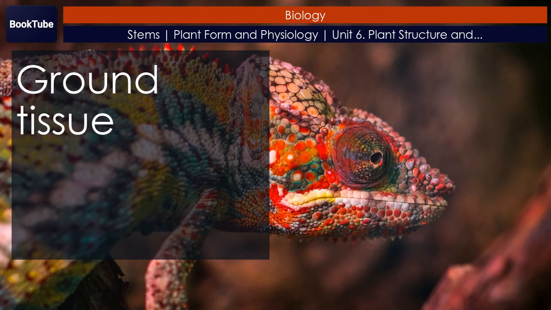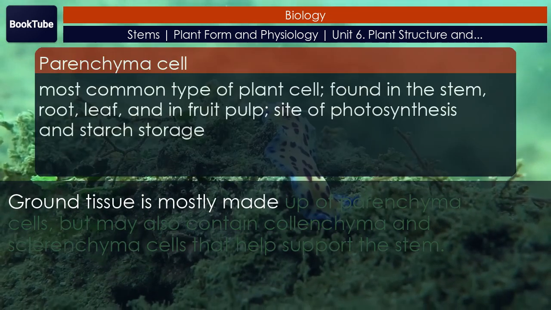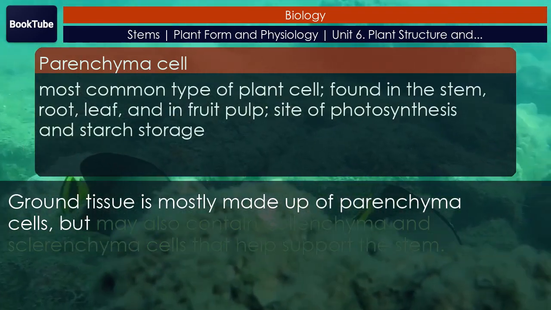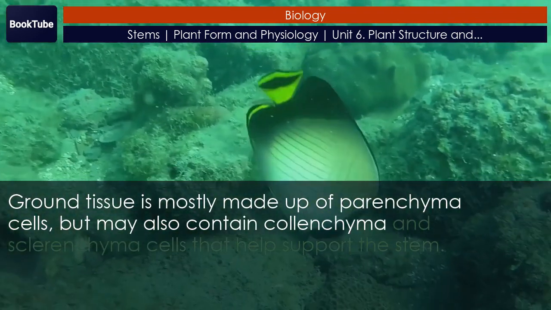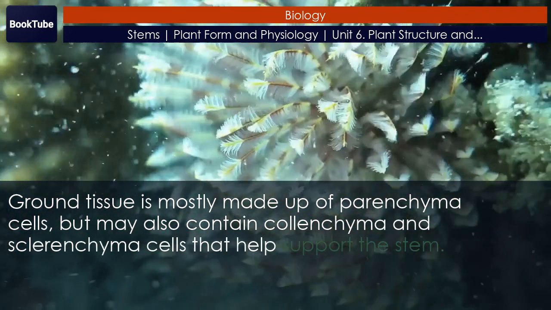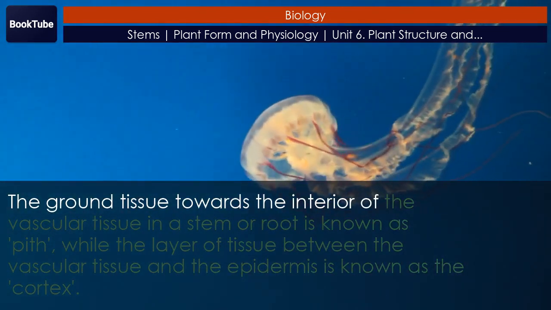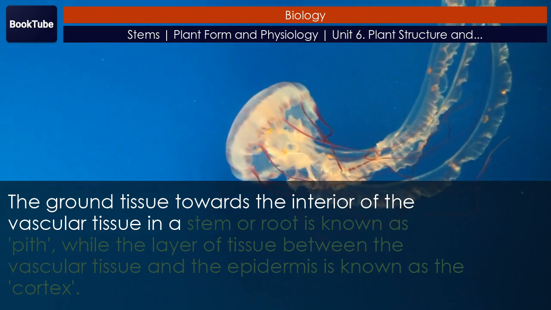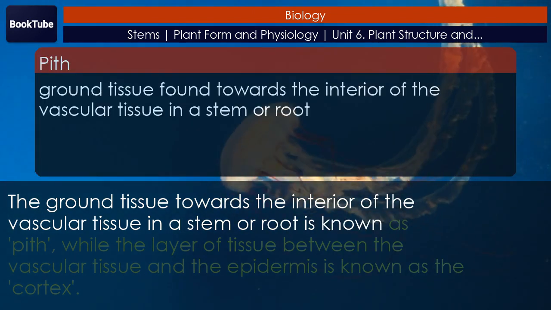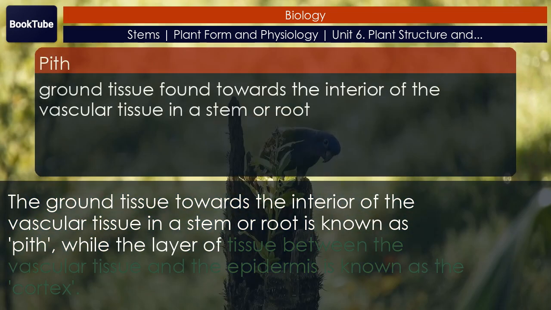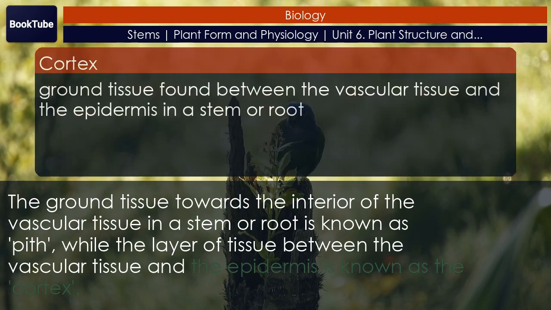Ground tissue. Ground tissue is mostly made up of parenchyma cells, but may also contain collenchyma and sclerenchyma cells that help support the stem. The ground tissue towards the interior of the vascular tissue in a stem or root is known as pith, while the layer of tissue between the vascular tissue and the epidermis is known as the cortex.